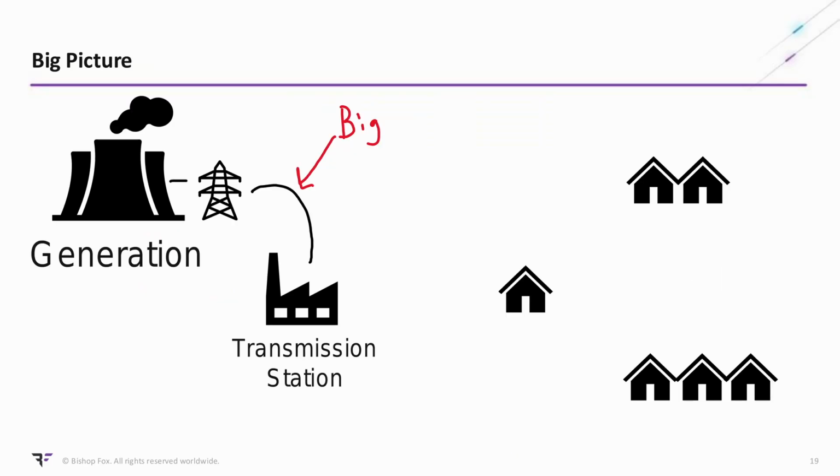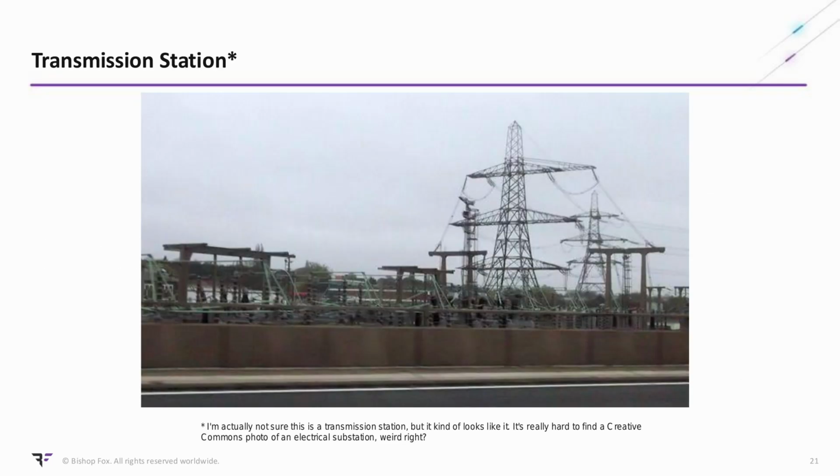So this is sent over these gigantic transmission lines, though sometimes the transmission station actually is co-located in a generation station, but whatever. To one of these guys. This is a transmission station. I tried to get a picture of a transmission station. They're kind of hard to get a photograph of, funny, especially a Creative Commons licensed one. This might not be a transmission station, but it sort of looks like one. So I chose it. This is actually from Germany, I think.